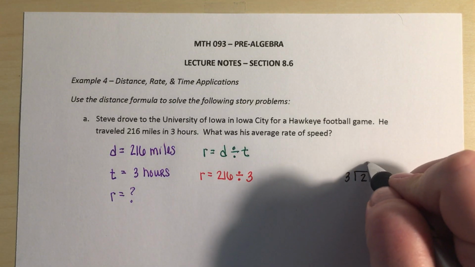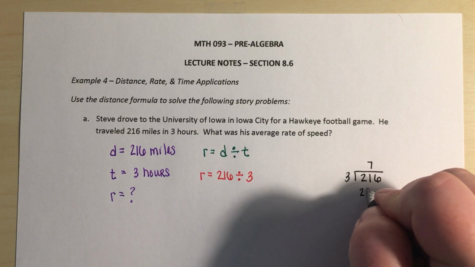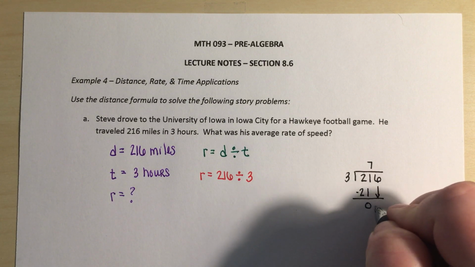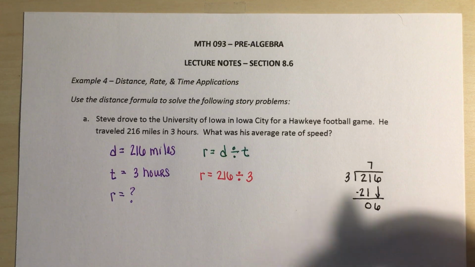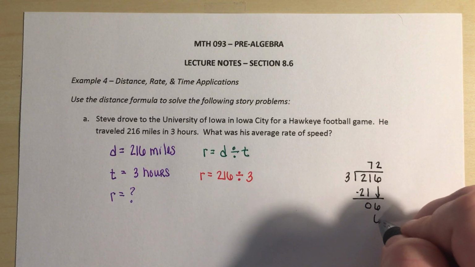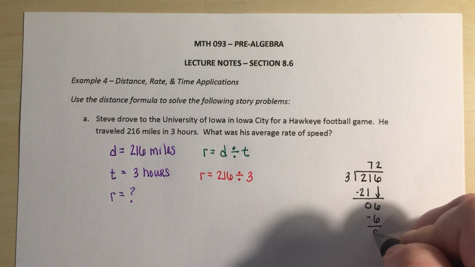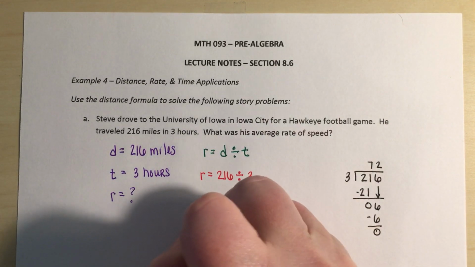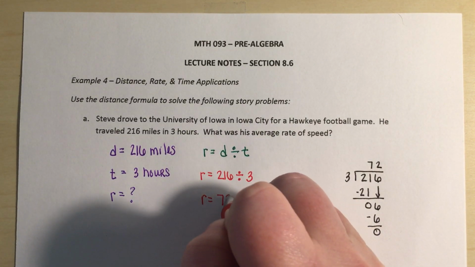3 goes into 21 exactly 7 times. We subtract, we get 0. We bring down our 6. 3 is going to go into 6 twice. 2 times 3 is 6. We subtract, we get 0. We don't need to continue on into a decimal or fraction. So we have a nice rate of 72.